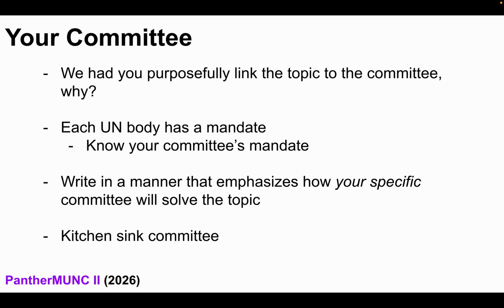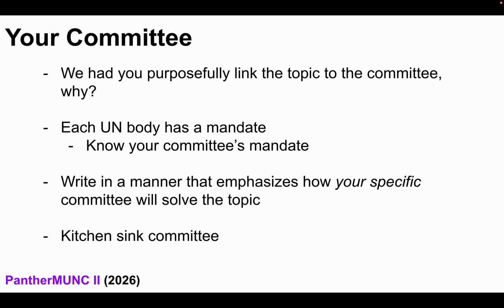And so when you're writing your background guide, it's really important that you don't steer into that. I know at Gatormon, I was in my dissect room and a lot of people were deviating into humanitarian. Dissect can't pass a resolution on humanitarian efforts. That's for SOCHUM. So it's important to know your body's mandate. I would look into that sooner rather than later.